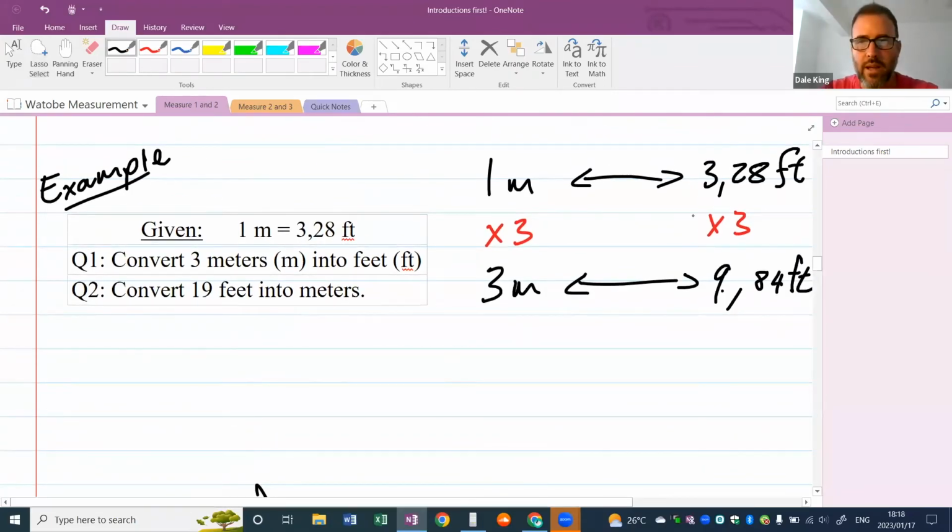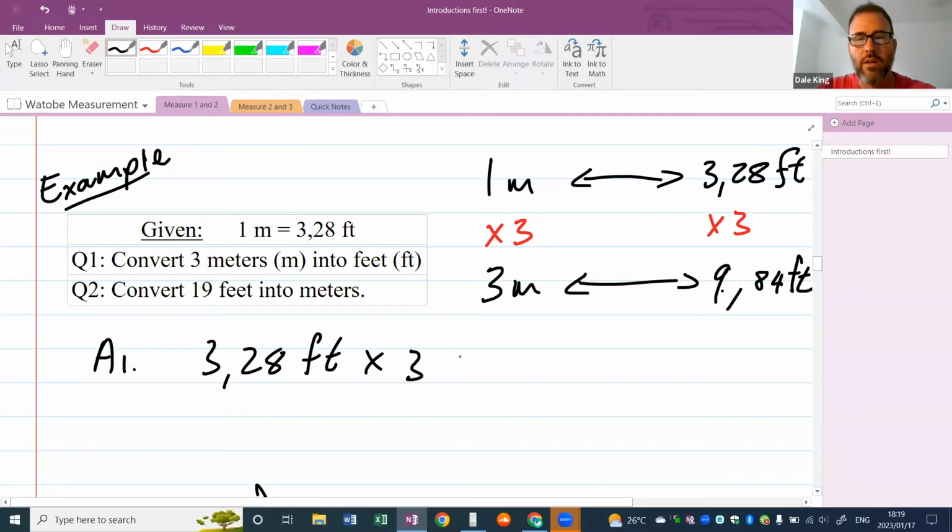So now, doing this calculation in the test or exam, you can show it this way, but the best way to show it in the test or exam, I'm going to say here, the answer for question 1 is taking your 3,28 feet and multiplying it by 3. All right, and this will give us 9,84 feet.